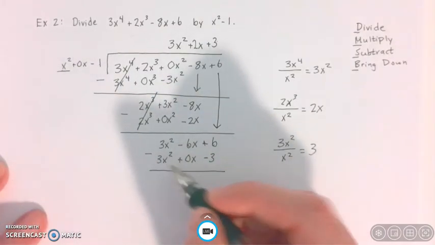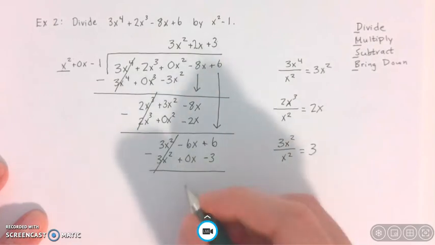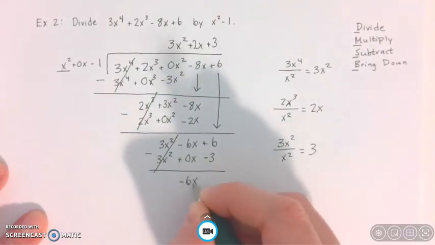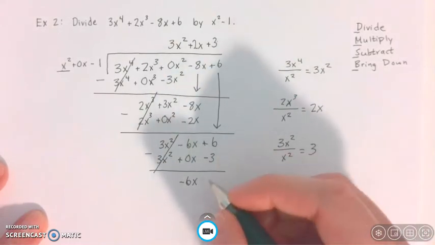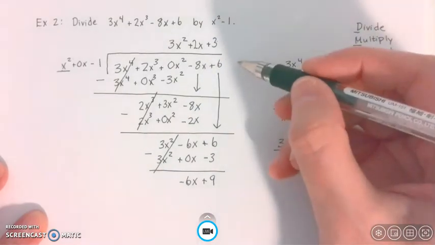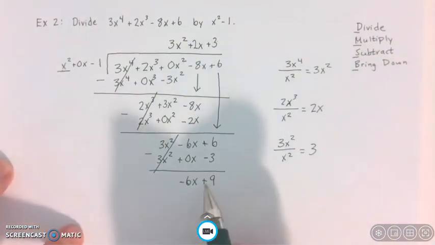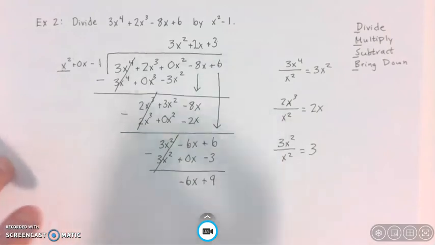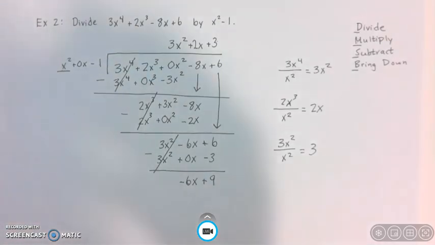So 3x squared minus 3x squared is 0. Negative 6x minus 0x is negative 6x. 6 minus a negative 3, remember that changes to a plus plus, so we have a positive 9. Now notice that I can't bring anything else down. So this is when we're done. But we have this left over. Remember that when you were doing long division in elementary school, if you had something left over, that became the remainder. So the way that we write remainders is with a fraction.